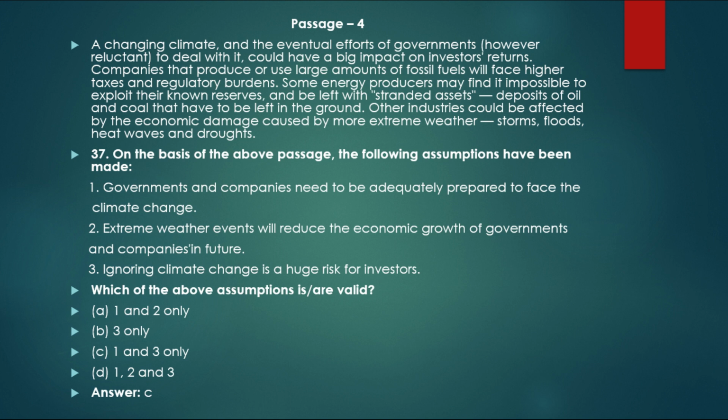So, question 37. On the basis of the above passage, the following assumptions have been made. First statement, governments and companies need to be adequately prepared to face the climate change. Second, extreme weather events will reduce the economic growth of governments and companies in future. Third statement, ignoring climate change is a huge risk for investors. Which of the above assumptions is valid? Option A, 1 and 2 only. Option B, third only. C, first and third only. D, first, second and third. And the answer is option C, first and third only.